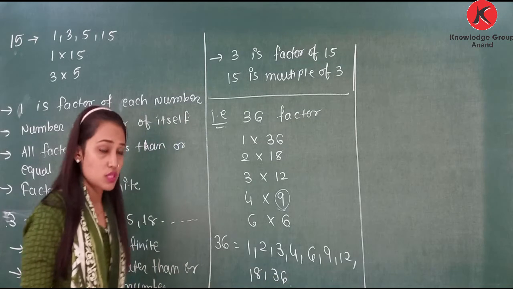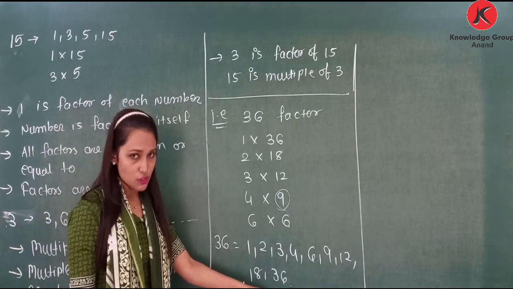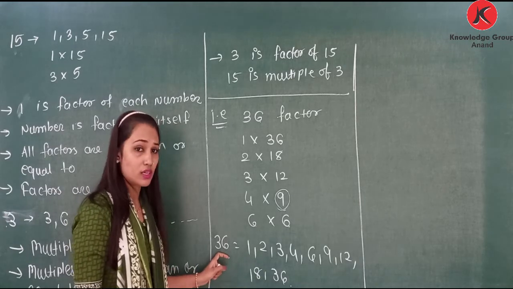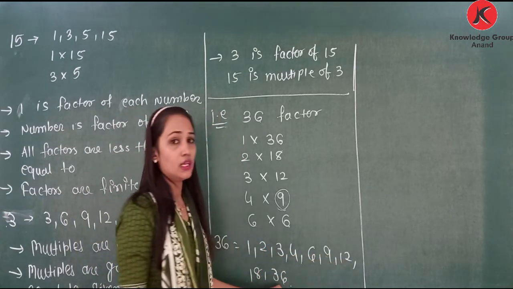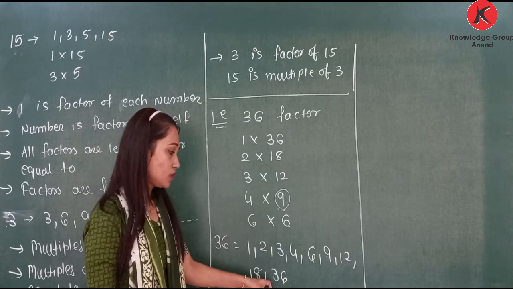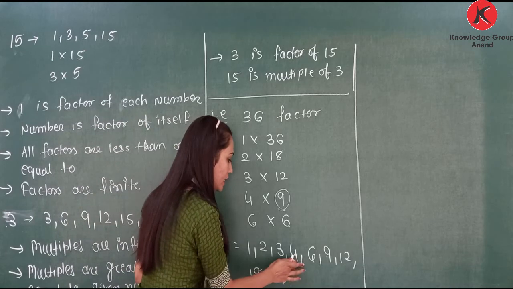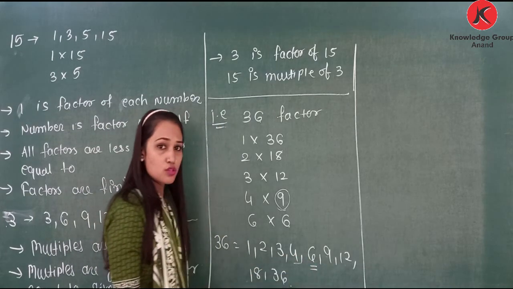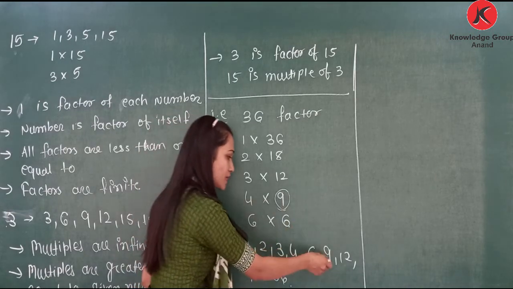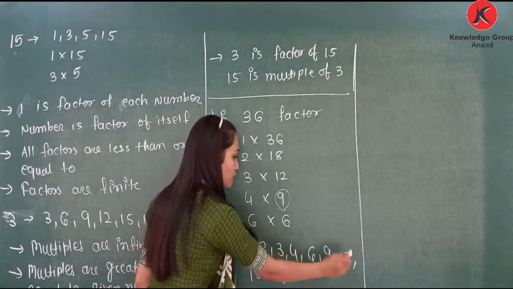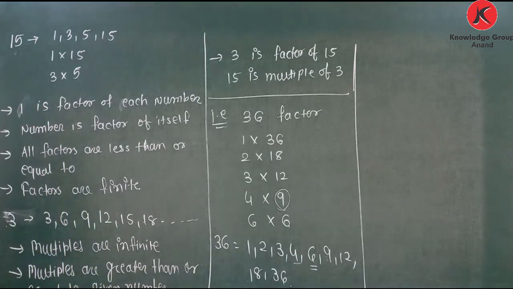So the same, if we write the factors of 36, they are countable. How many factors does 36 have? 1, 2, 3, 4, 5, 6, 7, 8 and 9. 36 has 9 factors, and if we take any number like 6, 36 is a multiple of 6, 36 is a multiple of 9, 36 is a multiple of 12. So this thing we need to remember.